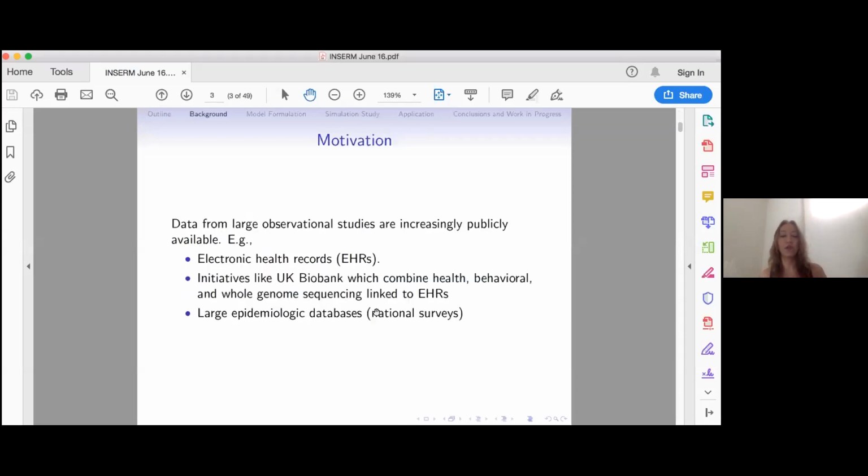Okay, so this is motivated from large observational studies, which we know are increasingly available. For example, we now have access to electronic health records all over the place, registries in Europe. We have initiatives like the UK Biobank, which combine rich data, behavioral health, and even whole genome sequencing data, all linked to electronic health records. We have large epidemiologic databases like national surveys. So we have all these rich observational sources of information.